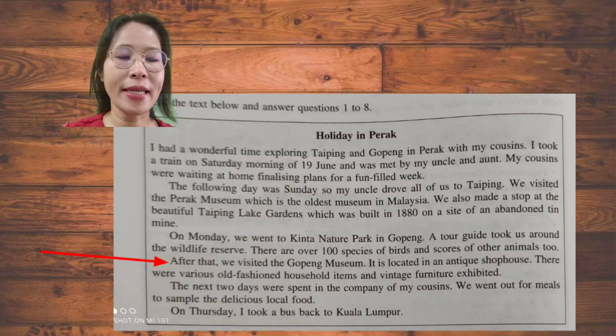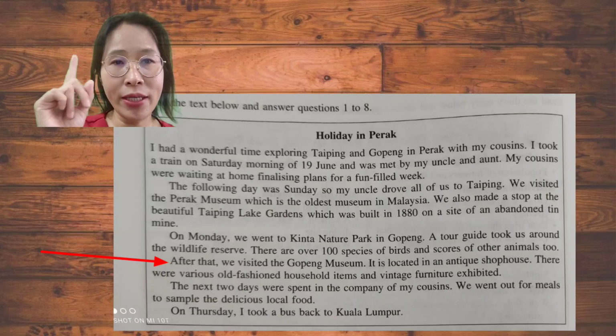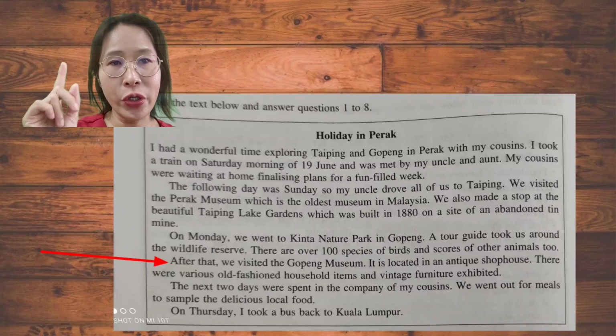It is located in an antique shop house. There were various old-fashioned household items and vintage furniture exhibited. Antique means very old, vintage means high class. Old and high class. So you can see that's the answer for number 7 and number 8. I've given you the keywords, so make sure you score correctly.